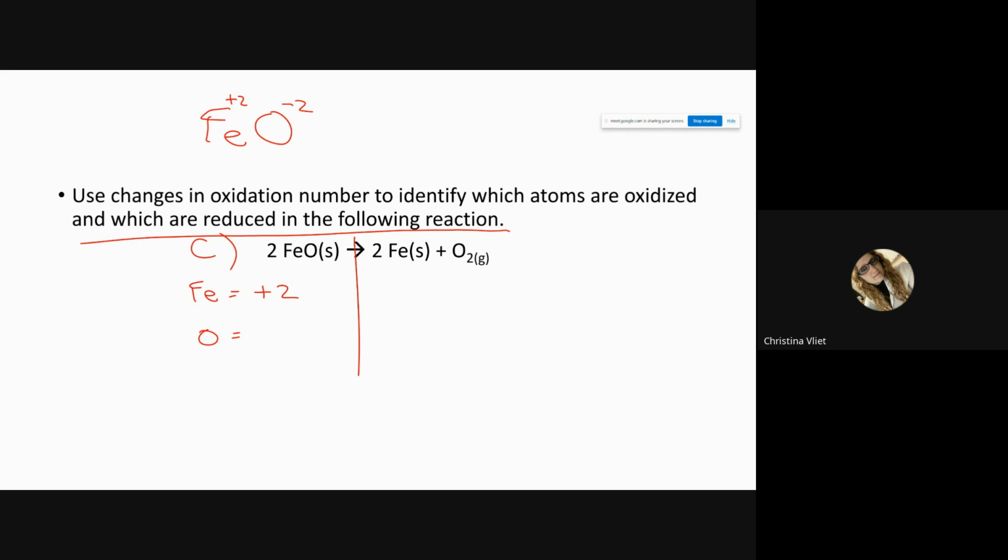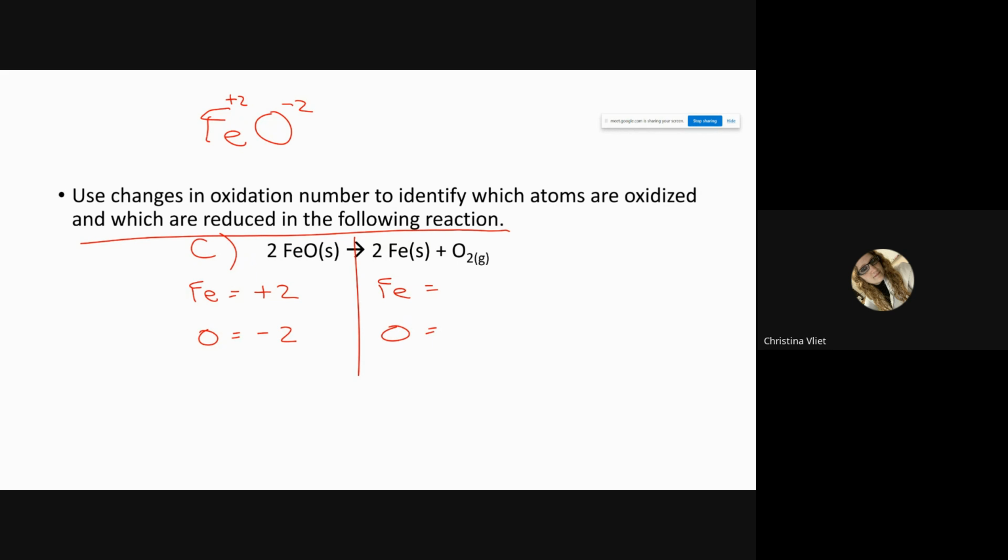So iron is +2 and oxygen is -2. That actually gave us both of them for the reactant side. Now what about the product side? You have to now find what happens to the charges of the elements because it's telling us what happens to the electrons really. What's the charge of iron and what's the charge of oxygen on the product side?